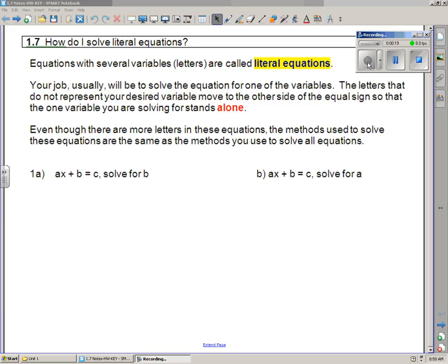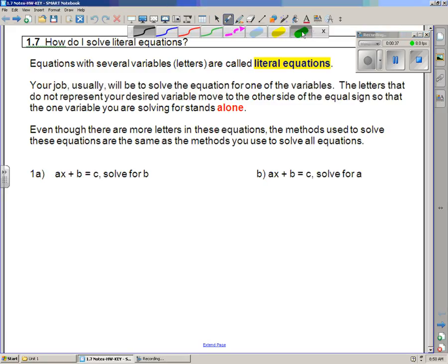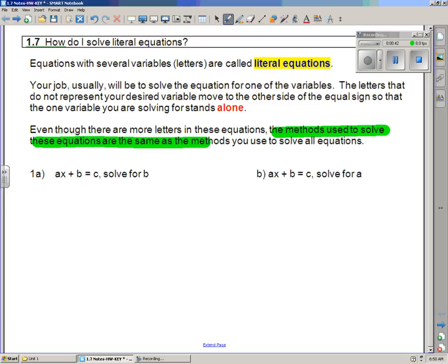The letters that do not represent the desired variable need to be moved to the other side of the equation so that the one variable you are solving for stands alone. So basically you're going to isolate the one variable that you want to solve for. Even though there are more letters in these equations, what's really important to remember is that the method you would use to solve any normal equation is the same method you use to solve literal equations. So here's how this works.